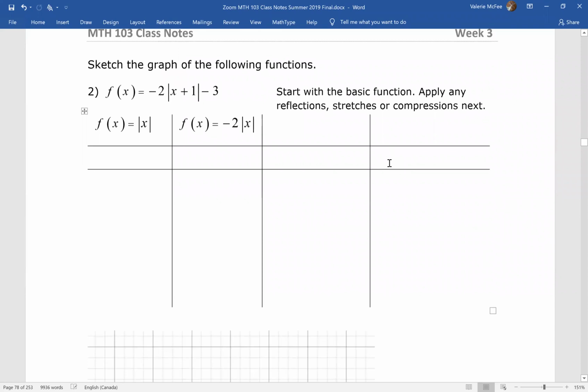Pause the video. You see I've written the first 2 in here that you need to find. See if you can find all of your points for the new transformations, and then try graphing it before you start again.